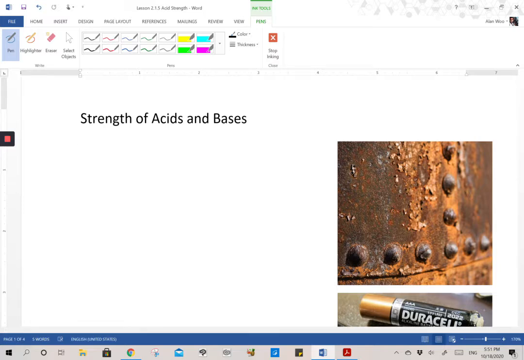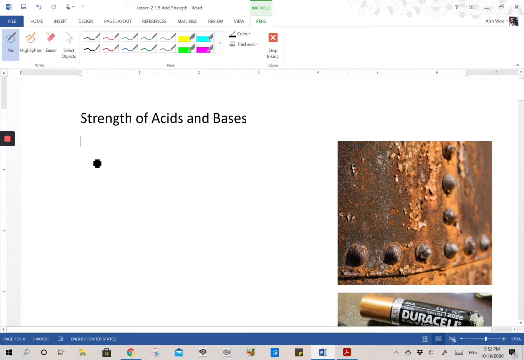Most of you already know that acids are pretty corrosive, but some of you probably still hold on to the misconception that bases are not. In fact, both of them can be corrosive. It just depends on what substance they're exposed to and perhaps the concentration of the acids and bases that you're using. So in this lesson, we'll look at what makes an acid strong and what makes a base strong.